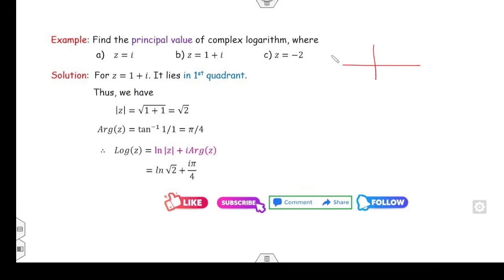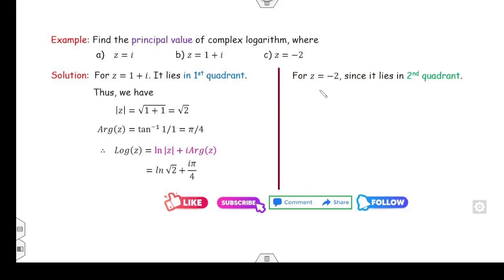Look at the third one. Where does the minus of 2 lie? I can write it as minus 2 plus iota 0. Minus 2 lies in the second quadrant. Fine. So what is the angle? Tan inverse of y over x, so 0 over minus 2. That's a 0. But in the second quadrant 0 will not come, so you add pi. Fine. So theta will be my pi.